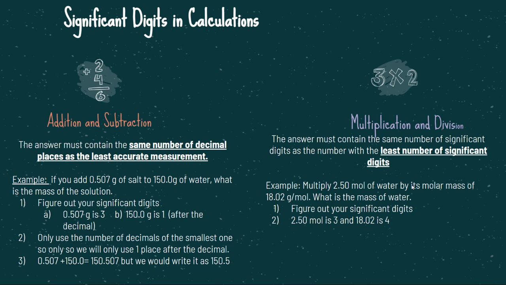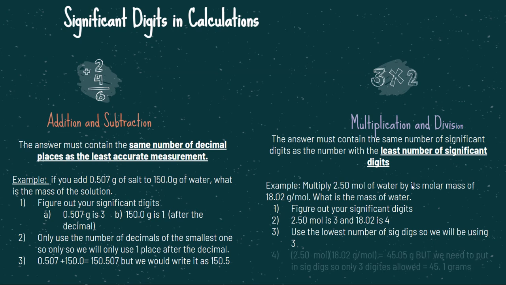18.02 has 4 significant digits. So our answer has to contain 3 significant digits because multiplication and division says you have to use the one that has the least number of significant digits. So our lowest number of sig digs is 3. So when we multiply this together, 2.50 moles multiplied by 18.02, that's what I'm showing you there. They're side by side, so that means I'm multiplying. Ends up giving me 45.05 grams.